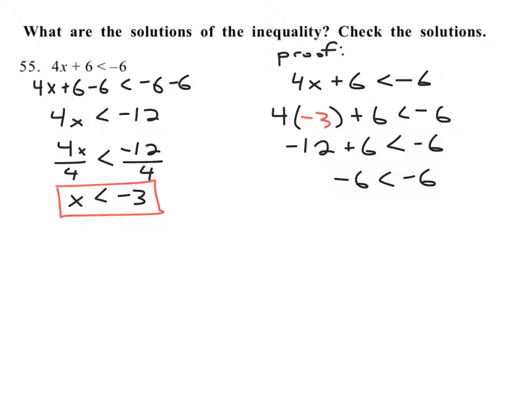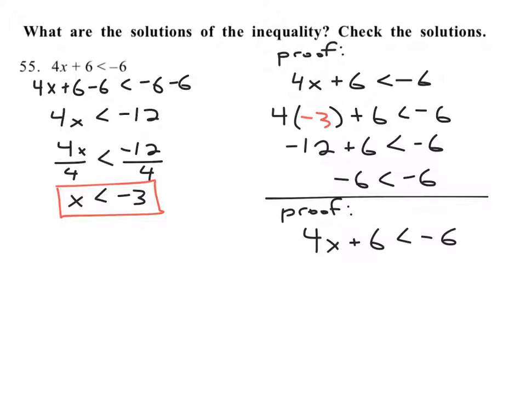Now what we need to do is check, is the inequality pointed in the right direction? Okay, so we do another proof. And we say 4x plus 6 is less than negative 6. And now we need to pick any number that makes this true. And since this says x is less than negative 3, we got to pick something less than negative 3. Okay, could be anything. Some people like to just go one less, negative 4. Totally fine. Okay, so let's pick negative 4 just because. It doesn't have to be. It could be any number that's less than that.